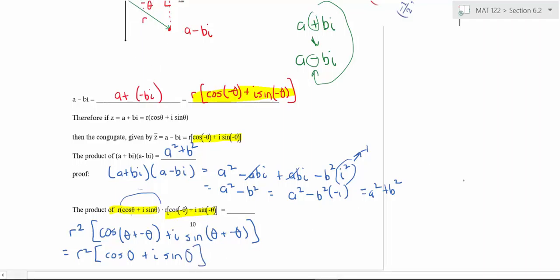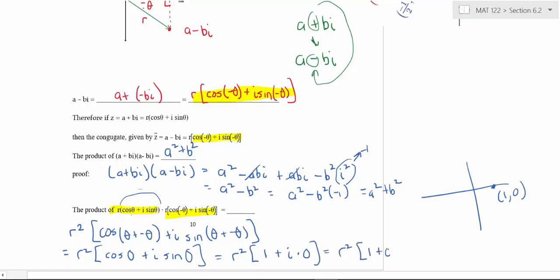And of course, we can use the unit circle. On a unit circle, you've got the point (1, 0). Cosine of 0 is 1. Sine of 0 is 0. So you end up getting r squared times 1 plus 0i. Or really, you just get r squared, because you're doing r squared times 1, you can think of that as r squared plus 0i. So we just write that as r squared. So that means the result is this.